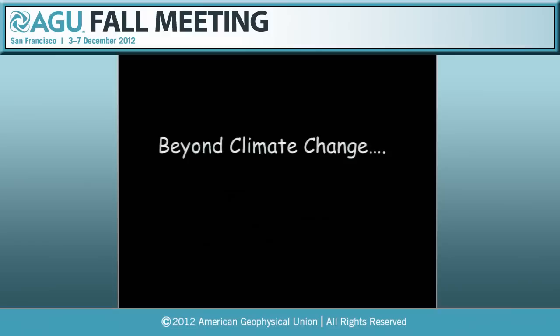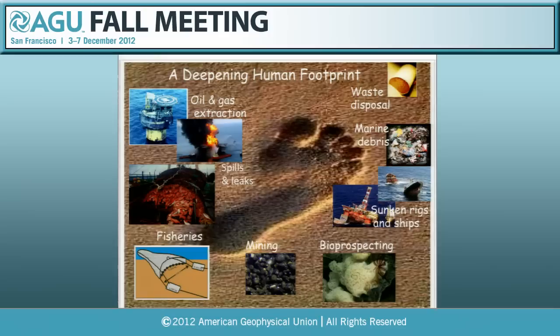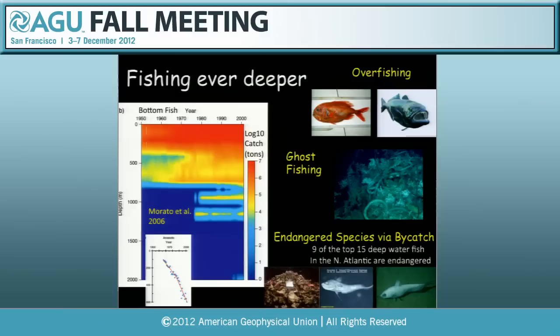Okay, so those are some of the effects of added CO2 in the atmosphere, but beyond those effects, humans are having an increasingly larger footprint with more direct interactions on margins. And I'll talk about some of these extractive activities for energy, for food, and soon mining, as well as some of the disposal and debris deposition that's going on.